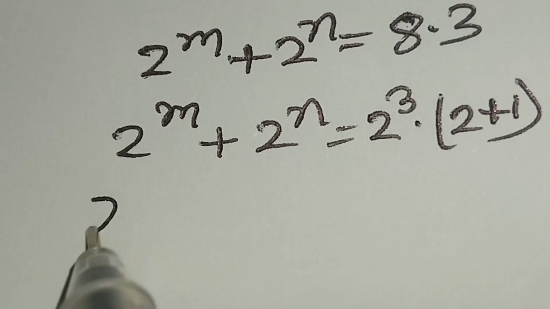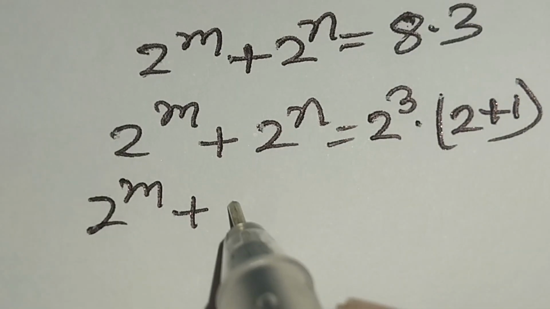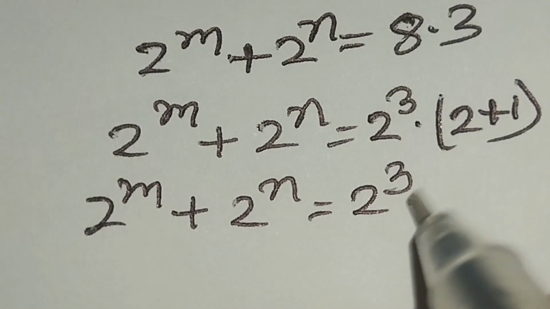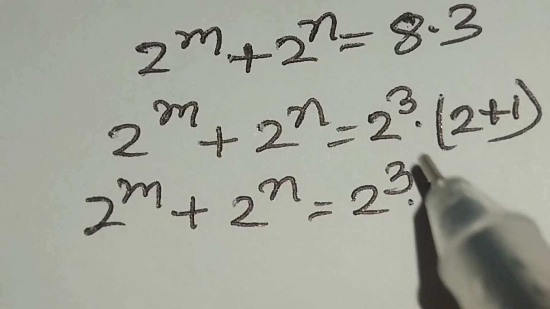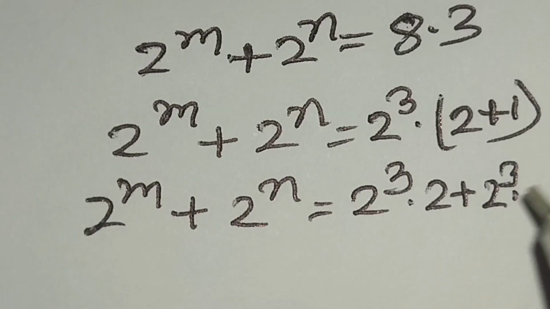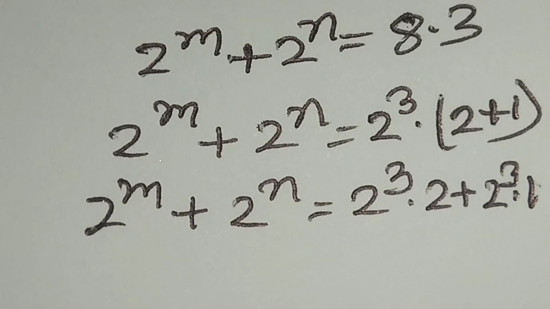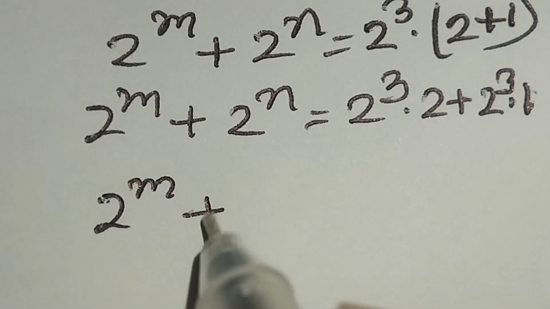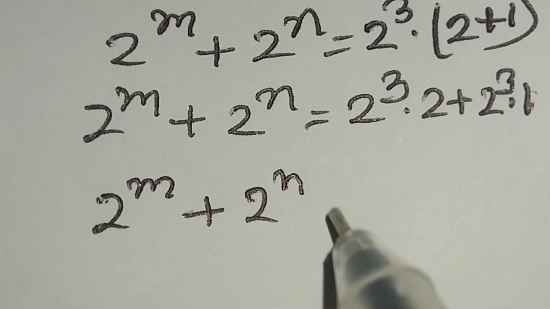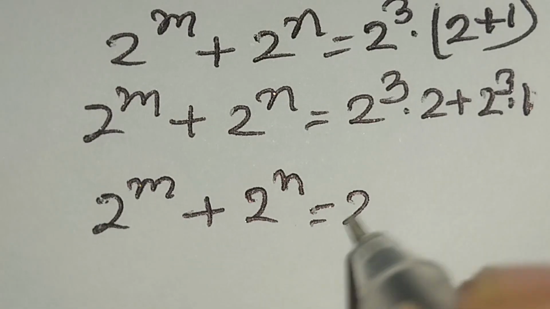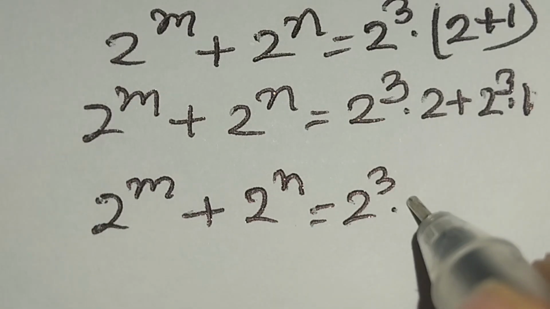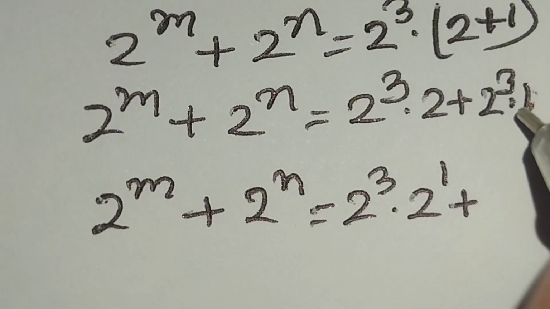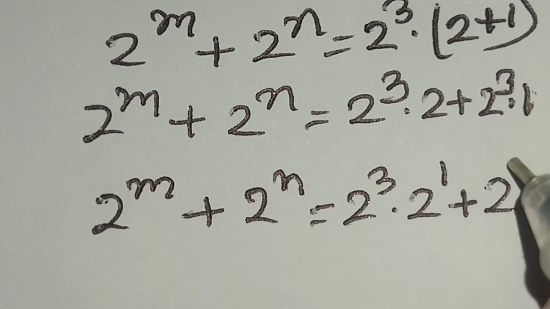Here, 2 to the power m plus 2 to the power n equals 2 cube times 2 plus 2 cube times 1. Here, 2 to the power m plus 2 to the power n equals 2 cube, this 2 can be written as 2 to the power 1, plus 2 cube, this 3 times 1 can be written as 2 to the power 3.